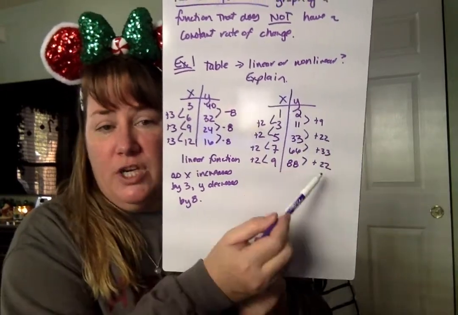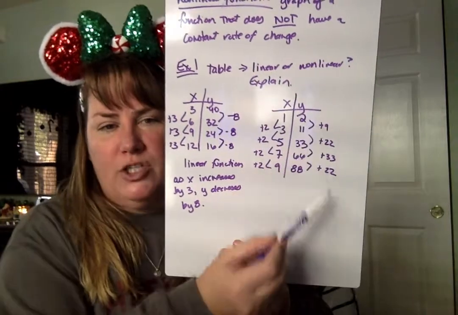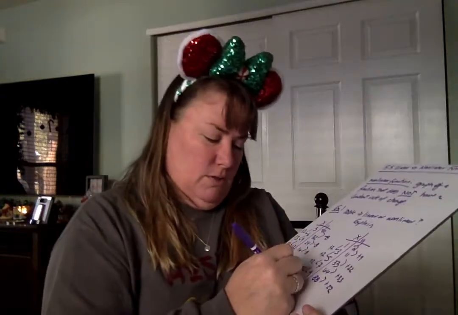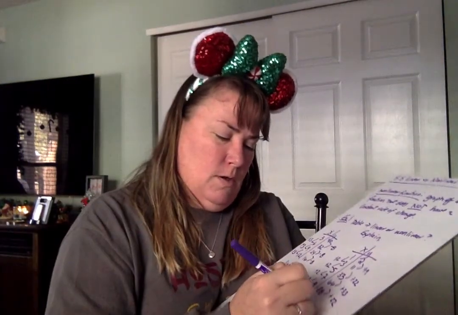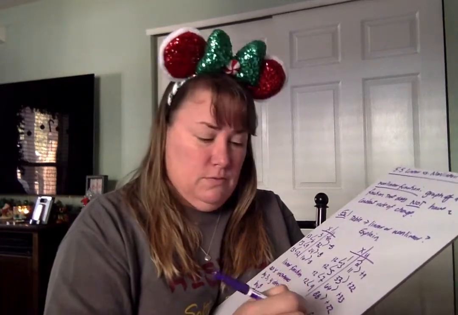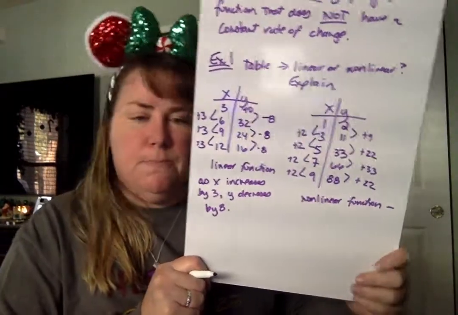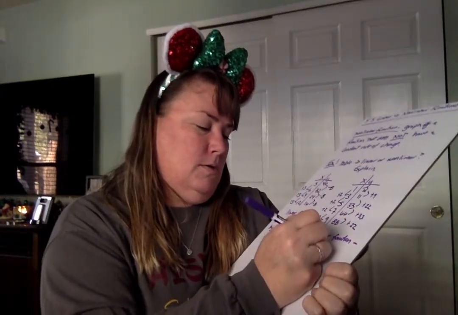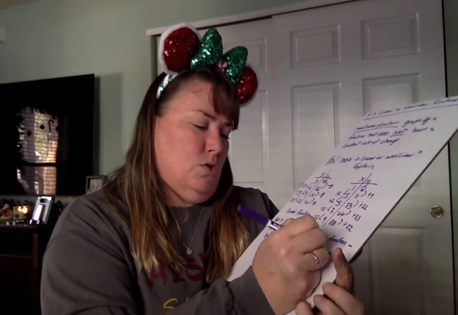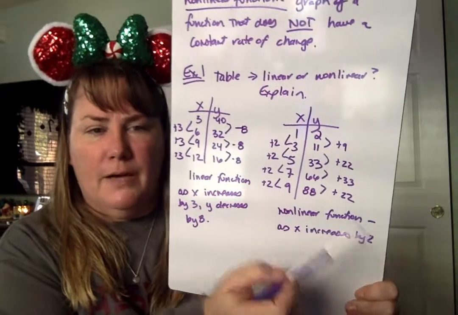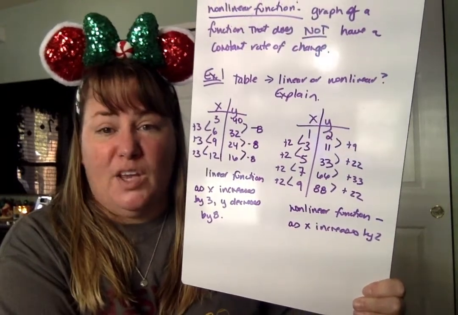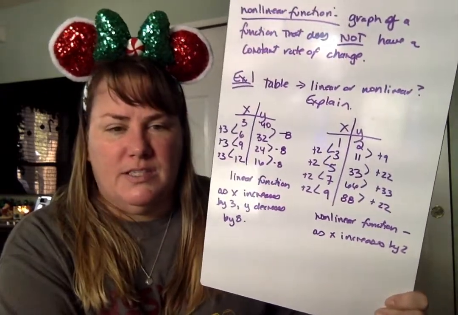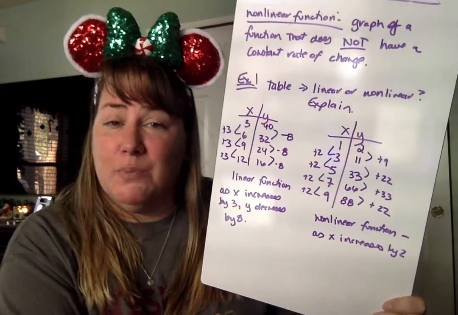So even though you have 2 changes that are the same, that doesn't matter. If you have one change that's different, it's going to tell you the whole table is a nonlinear function. It just takes one change to throw it off. Now, if you had to explain this, as x increases by 2, how would you describe that? You don't want to say y changes by 9, then 22, then 33, then 22. You don't need to do that. So I'd say something like, as x increases by 2, y changes by different amounts.